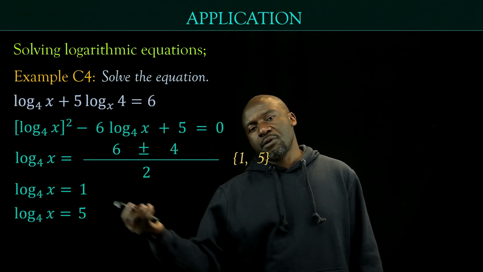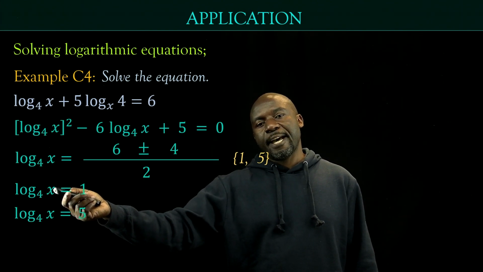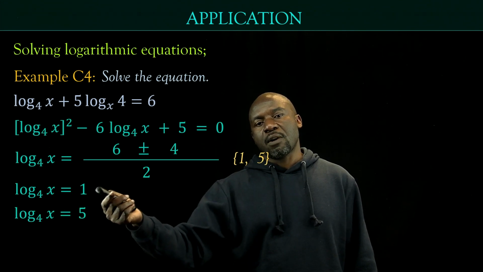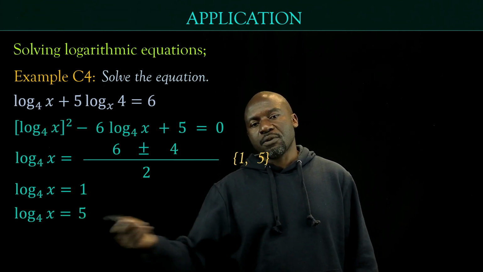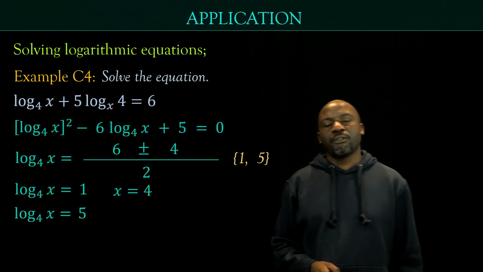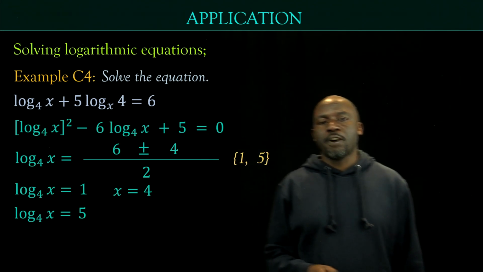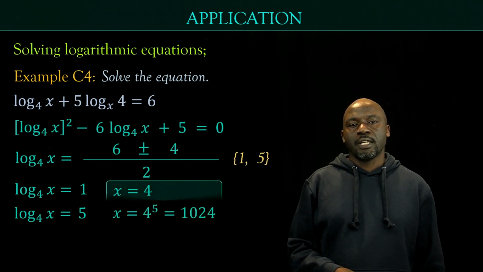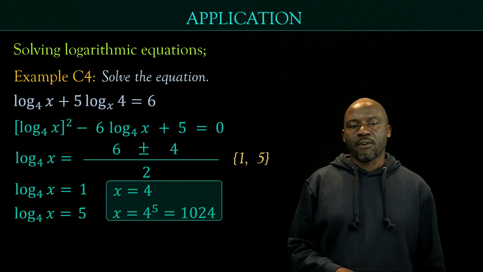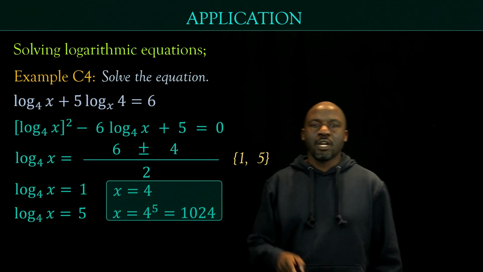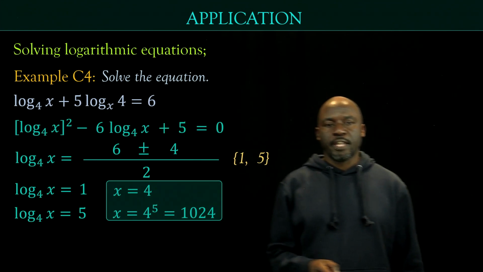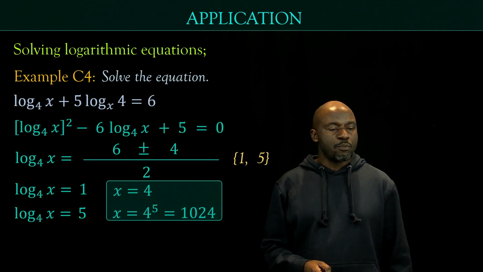And so all I have to do is to change to index notation. x must be 4 to the power of 1, or x is 4 to the power of 5. So x is 4 to the power of 1, which is 4, or x is 4 to the power of 5, which you can see is 1024. And these are the solutions of that logarithmic equation. Okay, let's move on.